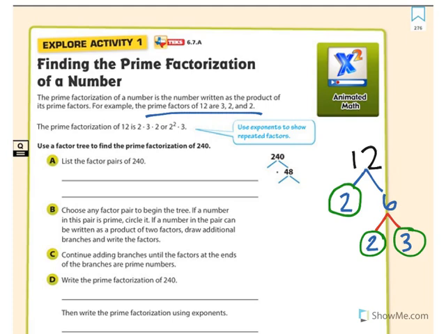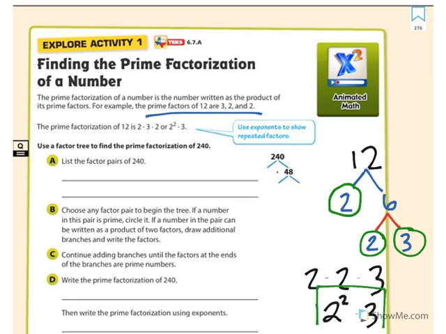All right, so since I have no other numbers to put branches on, no other factors to find, I'm left with the prime factorization of 12. So we list these multiplied together. So 2 times 2 times 3. And remember your lesson from the beginning of this week. If you have the same number being multiplied, we can use an exponent to simplify that. So 2 to the second power times 3. That is the prime factorization of 12.